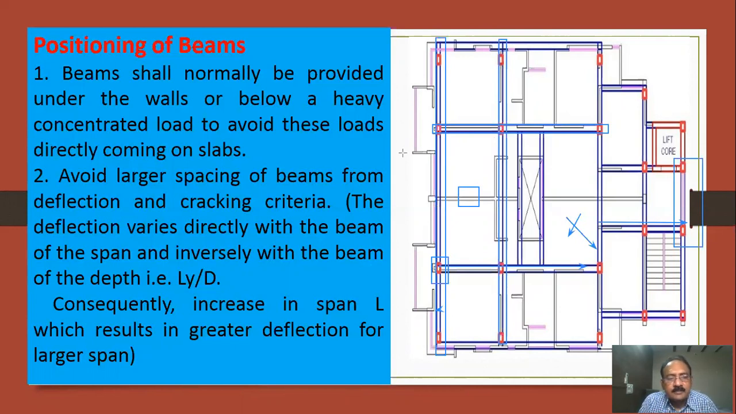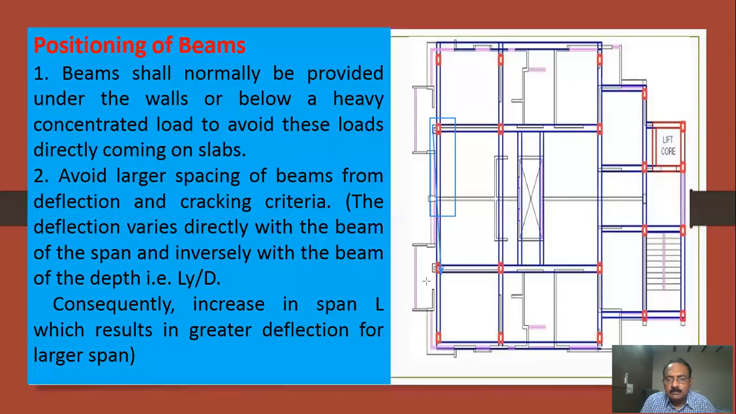Avoid larger spacing from deflection and cracking criteria. Structural planning is very important. Why? See, if you provide larger spacing of beams, what will happen? Suppose I draw this triangle. I will show you, if you have two beams like this, this is one beam, this is one beam, right? Suppose if you avoid this one, what will happen? Deflection will be more, thickness will be more, cracking may occur.